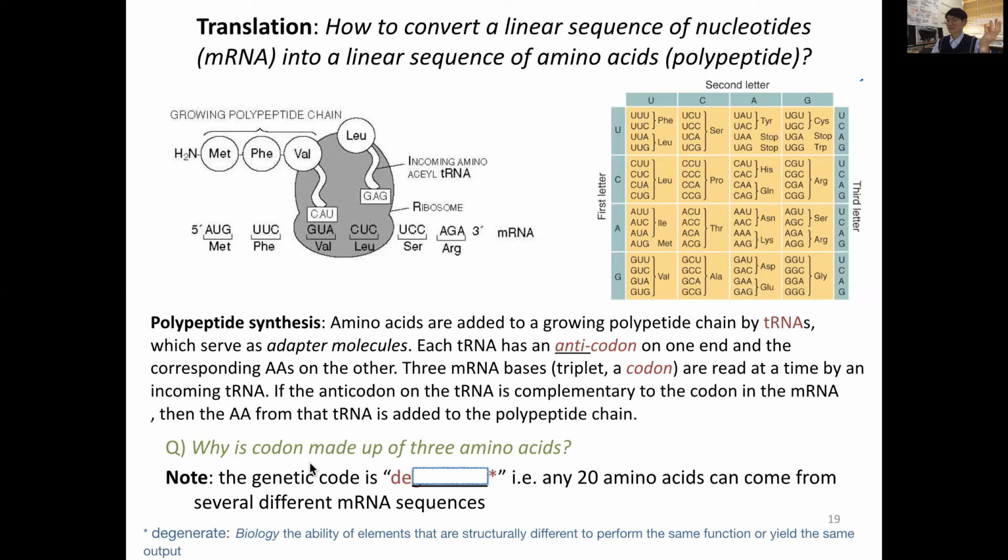So, you know, the genetic code is actually not exactly one-to-one, but any of the 20 amino acids can come from maybe several different mRNA sequences. And this finding in the genetic code, we call it that nature is degenerate, a term used in biology for the ability of elements that are structurally different to perform the same function or yield the same output, called degenerate.